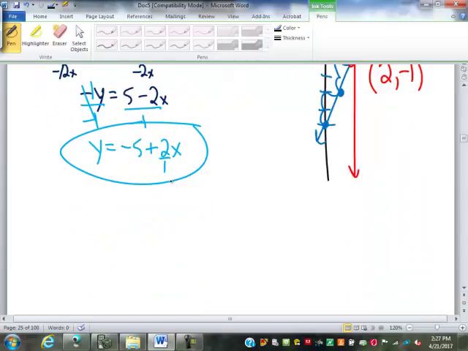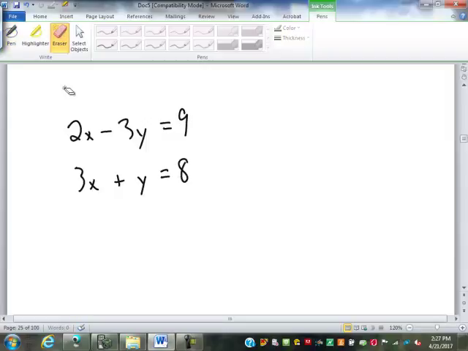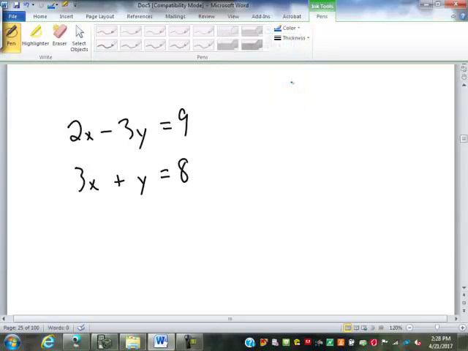Okay, now we also looked on Wednesday, we started looking at algebraic methods. So we might have equations like 2x minus 3y equals 9 and 3x plus y equals 8. And the method we talked about on Wednesday was substitution.